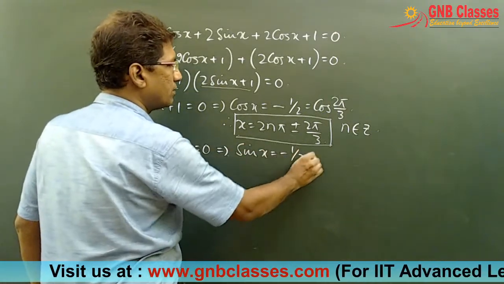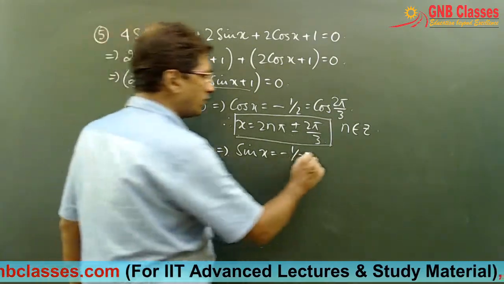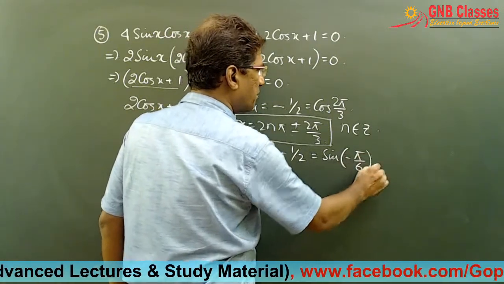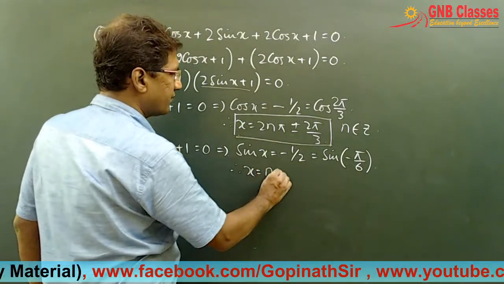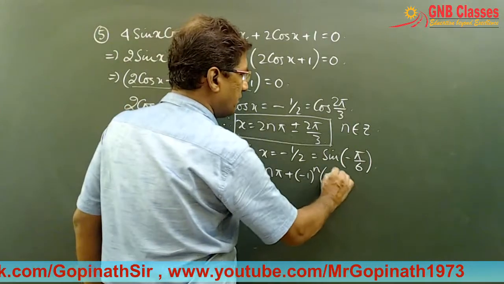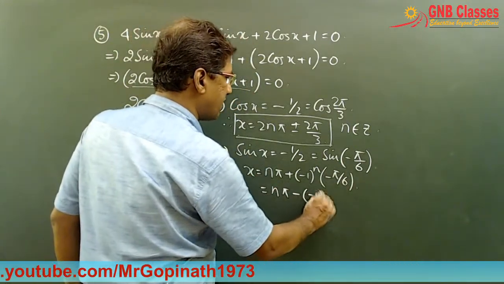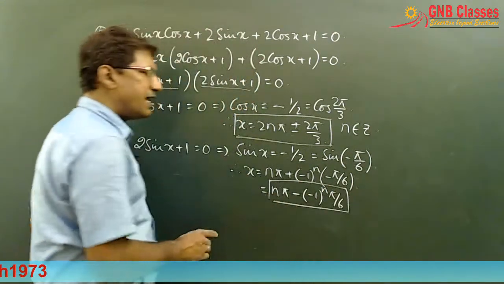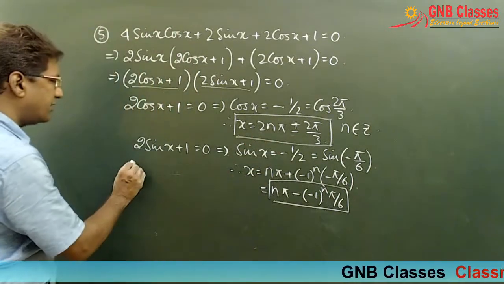sin x equals to minus half. Is it clear? Now sin x equals to minus half, you can write this thing as sin minus pi by 6. Is it clear? Therefore your x can be written as n pi plus minus 1 whole to the power n into minus pi by 6. So it can be written as n pi minus 1 whole to the power n pi by 6. Is it clear? Now you see, somebody can give the answer in this form. Somebody can write the answer in this way also.